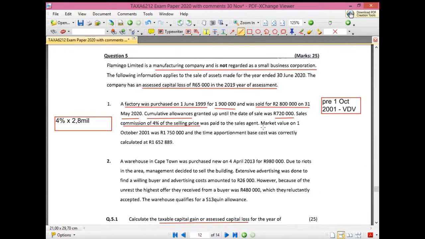Then they give you the market value on 1 October is 1.7 million. The time apportionment based cost was 1.6 million. Now what they don't give you is the 20% of the proceeds that you have to add as well. So you've got 3 methods in which you have to base it. Now they've sold it for 2.8 million, which is more than your market value of 1.7. So for that reason, you apply the higher of the 3 methods when you work out the base costs.